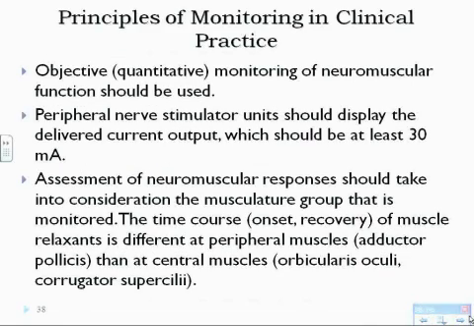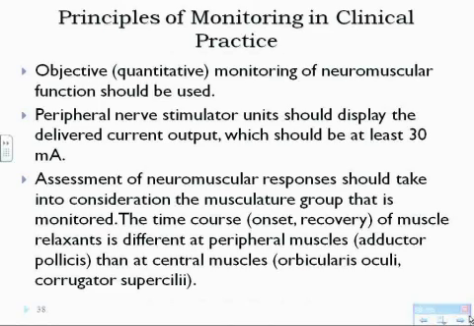Principles of monitoring: it is objective. Quantitative monitoring of neuromuscular function should always be used if you're going to use it. Peripheral nerve stimulator units should display the delivered current output, which is important because a lot of times you don't know that your battery's dying. The only way you know is by putting the probe to yourself and giving yourself pain, which is okay if you're sadistic or masochistic, but most of the time you don't want to do that. Or you can do it to your friend.